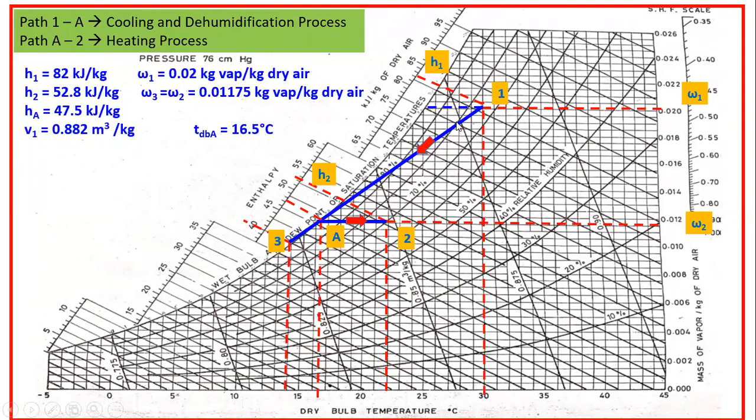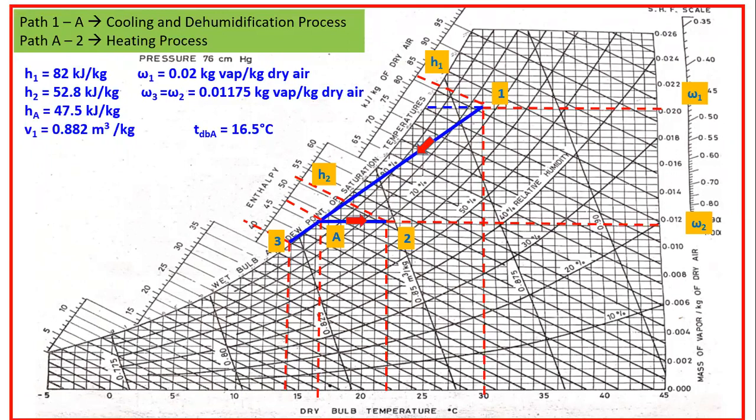And the third one is the dew point temperature. So the dew point temperature is 14 degrees DBT. So 10, 11, 12, 13 and 14. A dew point temperature means it should lie on the saturation line. So mark the intersection of 14 degree DBT with the saturation line. So mark this point as 3.